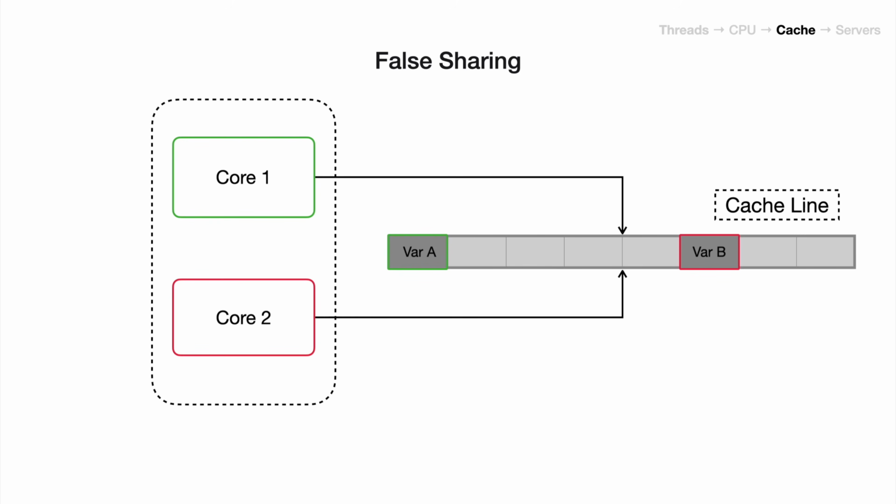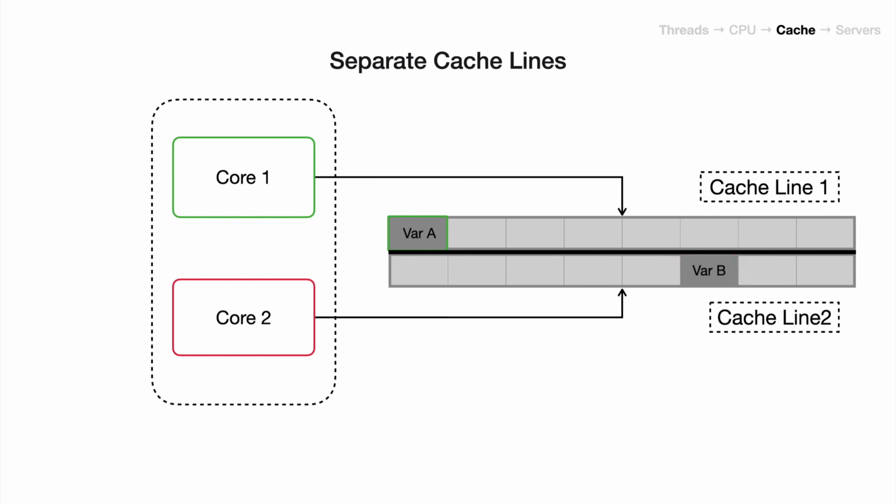Because of this, engineers try to design data structures carefully. Sometimes they separate frequently updated variables so they do not share the same cache line. This avoids unnecessary cache invalidations between CPU cores.